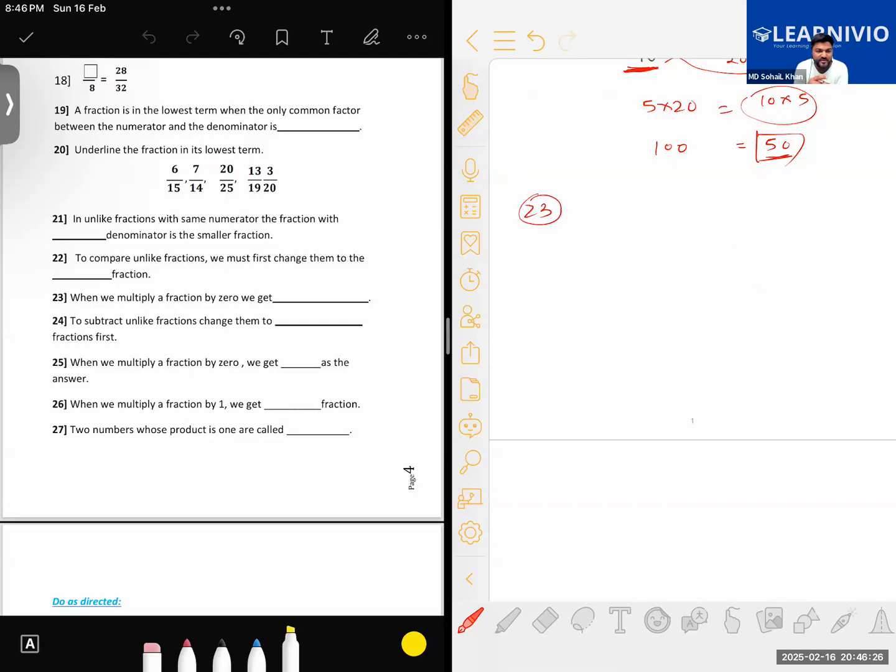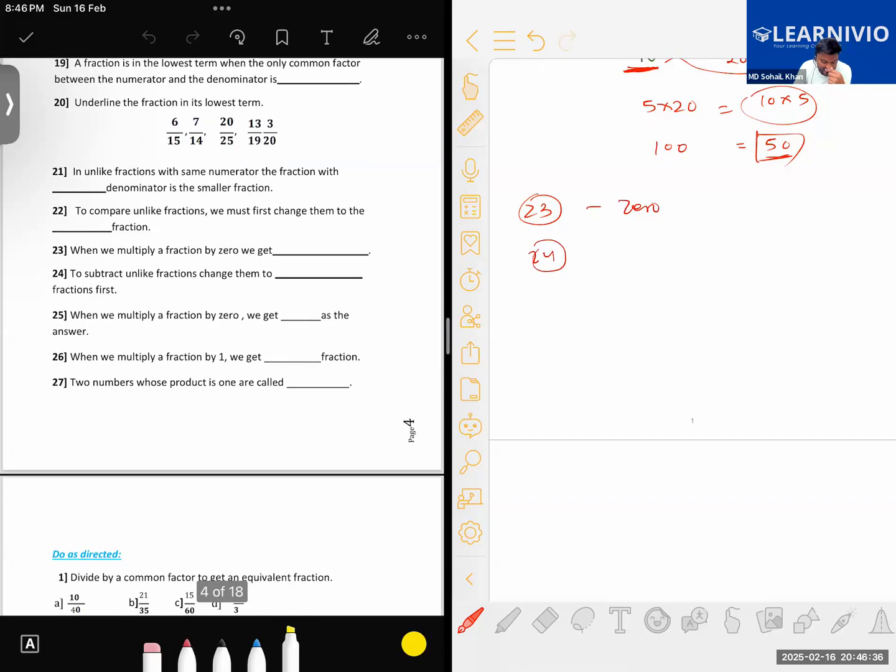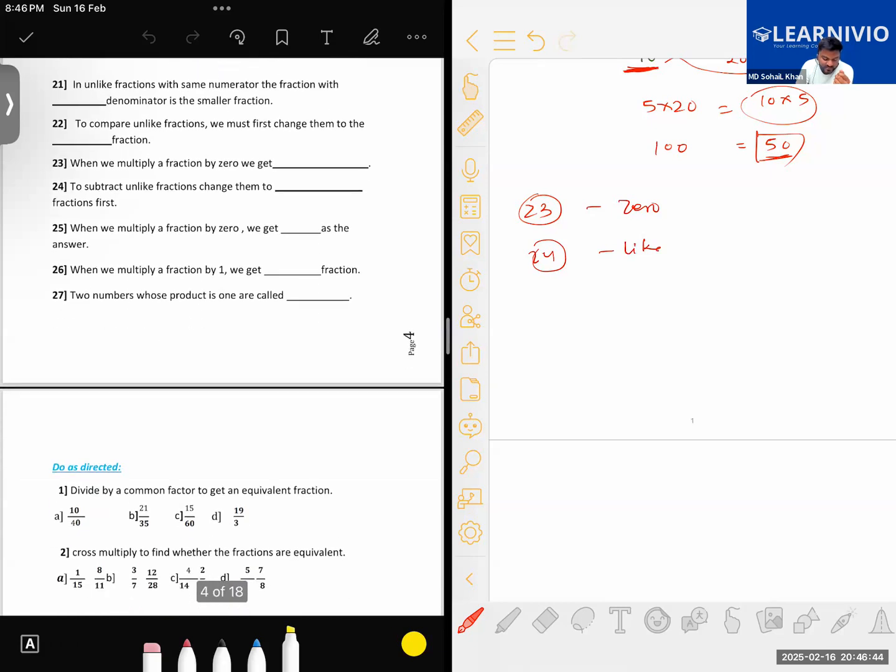So when we multiply a fraction by 0, what do we get, Habib? 0. So that's the answer to this question. 24th question. To subtract unlike fractions, change them to dash fractions first. Like fractions, good. Next, when we multiply a fraction by 0, we get 0. Good. It's the same question basically being repeated.